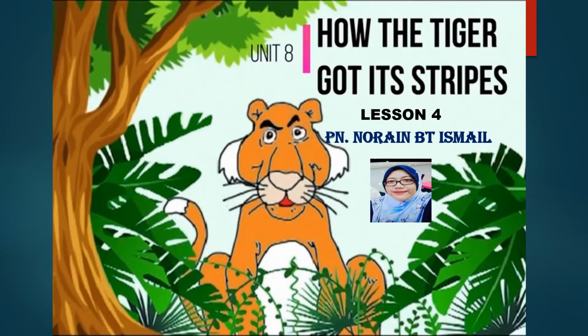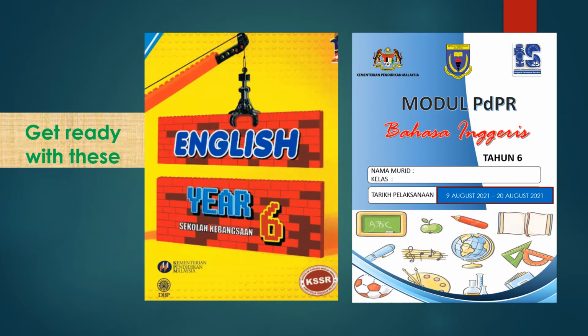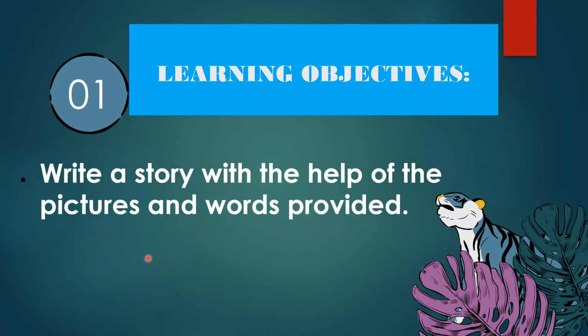So we are going to continue with Unit 8, How the Tiger Got Its Stripes, and this is your lesson number 4. As usual, please get ready with your English Year 6 textbook and your PTPR module. Before we start, let's look at the learning objective for today. At the end of the lesson, you must be able to write a story with the help of the pictures and words provided.